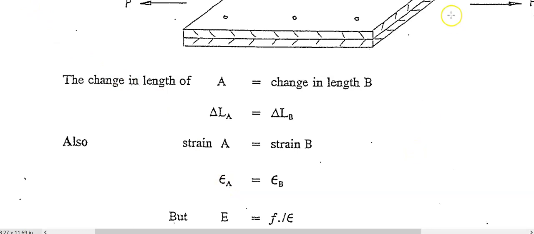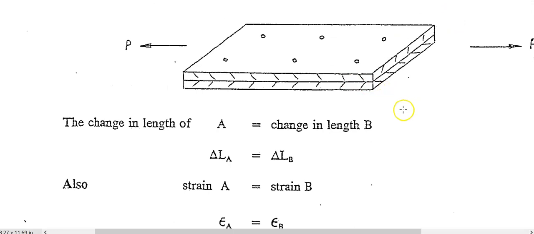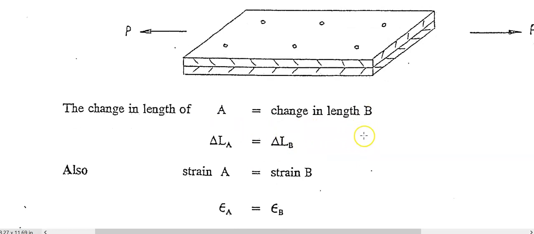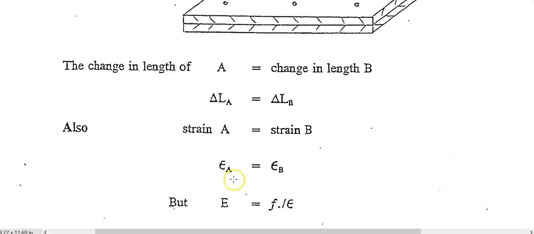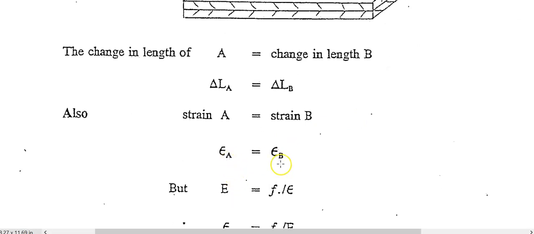Where were we? Right, I was saying that the change of length in material A is equal to the change in length of B, and in symbols, delta LA is equal to delta LB. And also, because they're all acting together as a single unit, strain A is equal to strain B, and in symbol terms, epsilon A is equal to epsilon B, or strain in A is equal to strain in B.